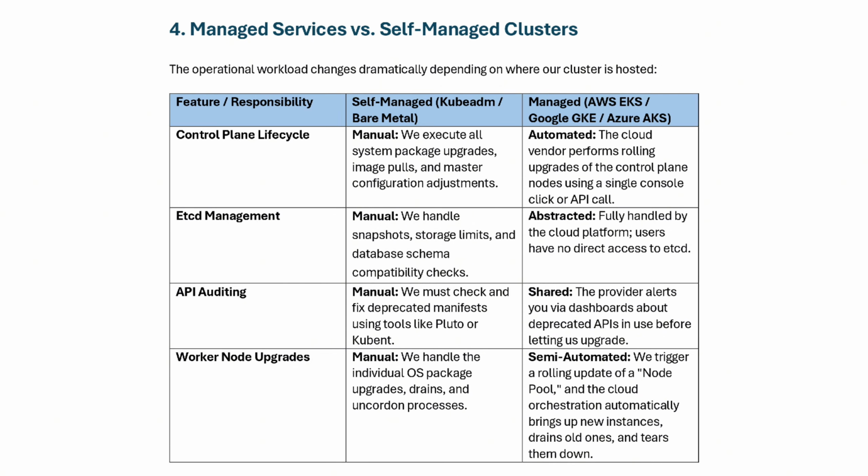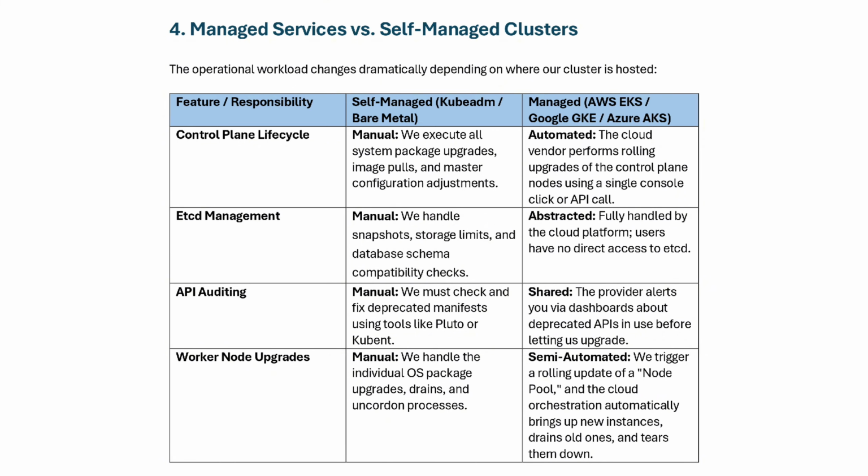We must know that operational workload changes dramatically depending on where our cluster is located, meaning the feature or responsibility of control plane lifecycle. Self-managed, kubeadm or bare metal, it is manual. We execute all system package upgrades, image pulls and master configuration adjustments, whereas for managed AWS EKS, Google GKE or Azure AKS, it is automated. The cloud vendor performs rolling upgrades of the control plane nodes using a single console click or API call.